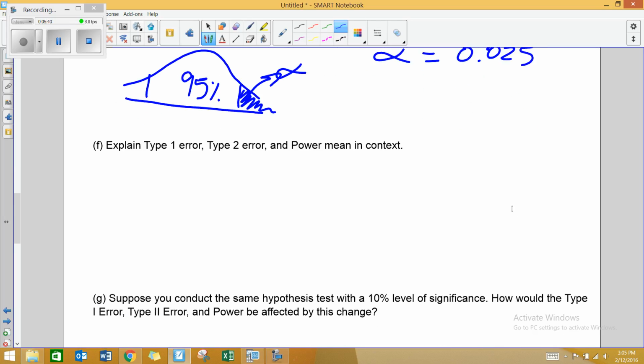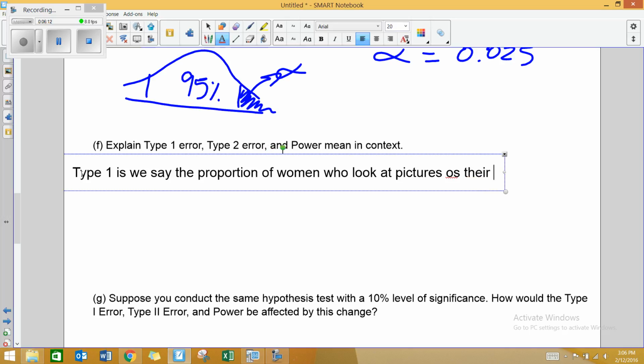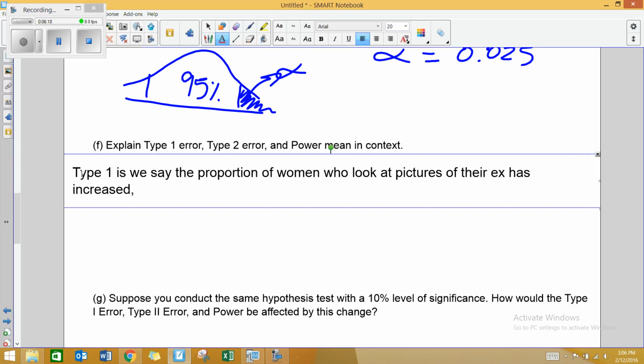Okay, explain type 1 error, type 2 error, and power. So type 1 error is we reject the null and the null was true. So type 1 is we say the proportion of women who look at pictures of their ex has increased, but it hasn't. We were wrong.